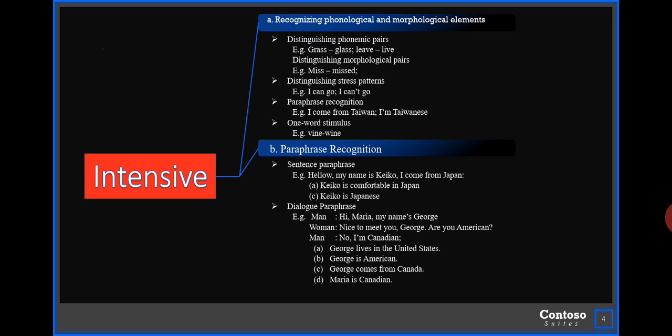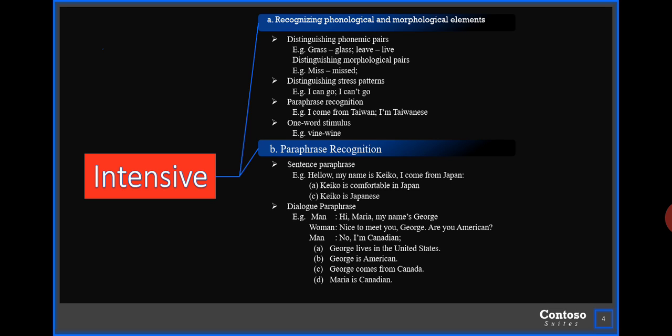For example, distinguishing phonemic pairs. For example, grass, and the test taker reads it as glass. Leaf, the test taker reads it as leaf. And the next is distinguishing phonological pairs. For example, mist, and the test taker reads it as mist. And distinguishing stress patterns, for example, I can't go, and the test taker reads it as I can't go.